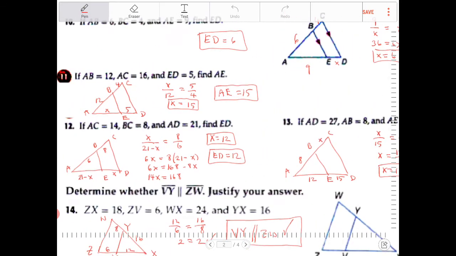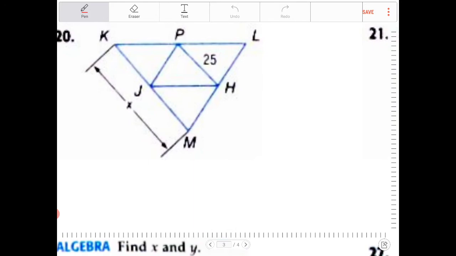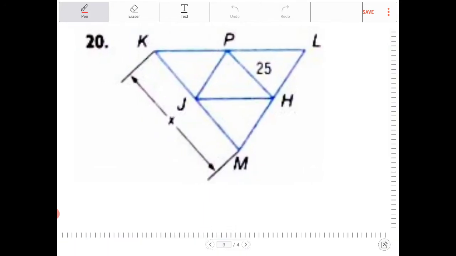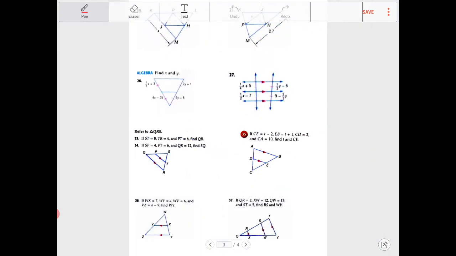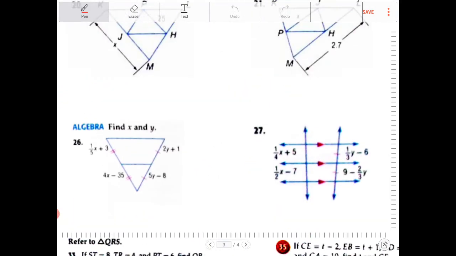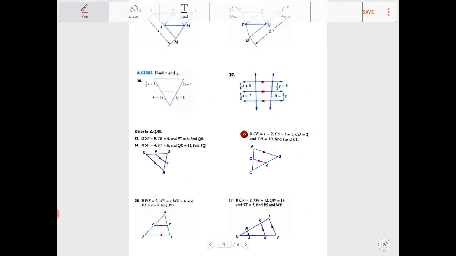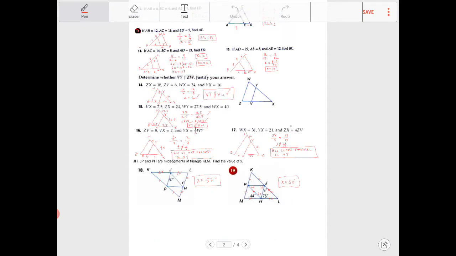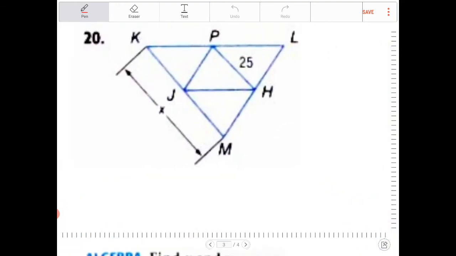Sorry, there's still more. Okay. So we need to find out what x is, I assume. But what are the instructions here? It's the same instruction that these are all mid-segments, so these are going to be the same, these are going to be the same, and these are going to be the same.